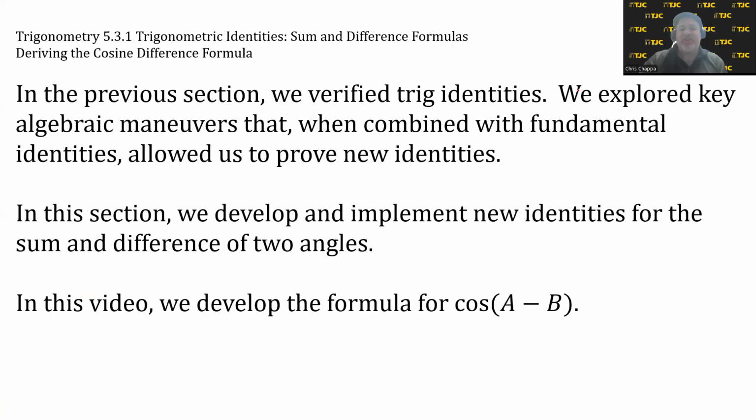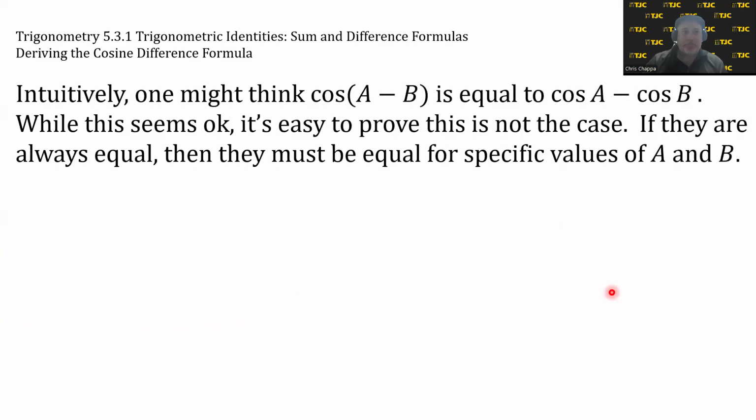In the previous section, we verified trig identities. We explored key algebraic maneuvers that, when combined with fundamental identities, allowed us to prove new identities. In this section, we develop and implement new identities for the sum and difference of two angles. In this video, we develop the formula for cosine of A minus B.